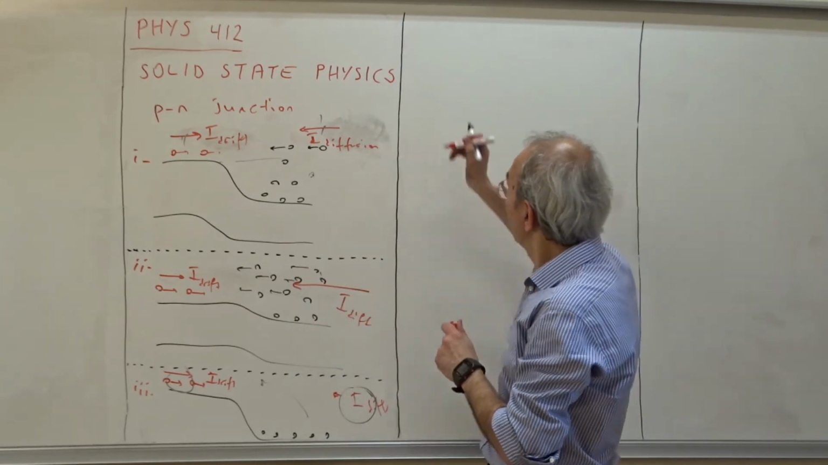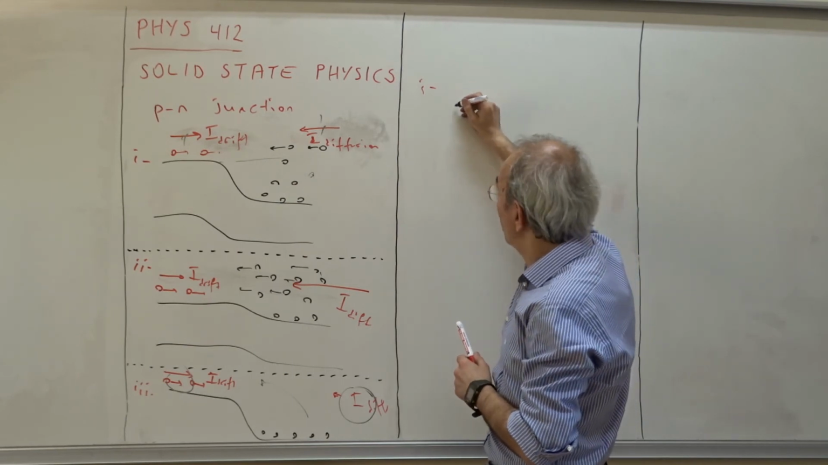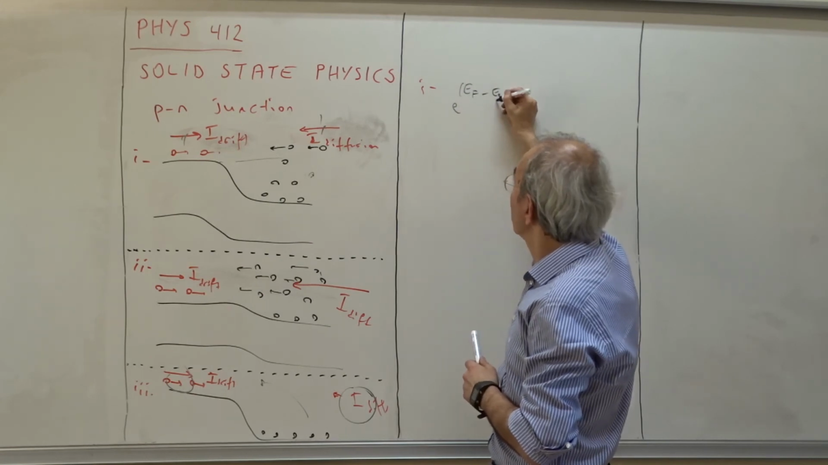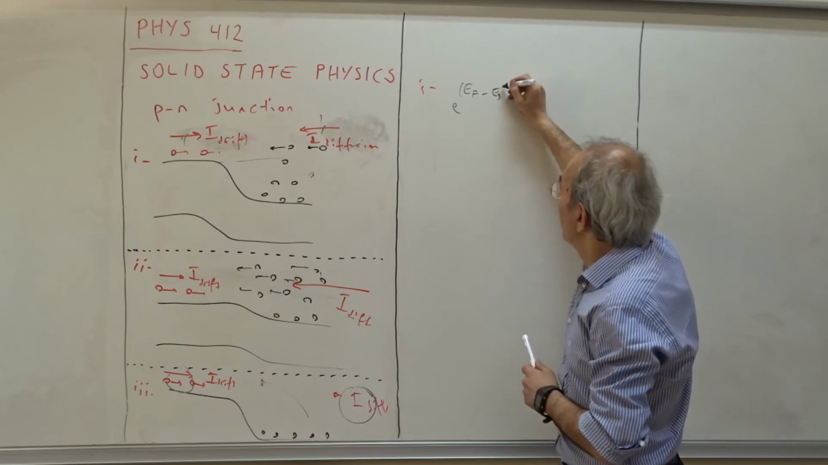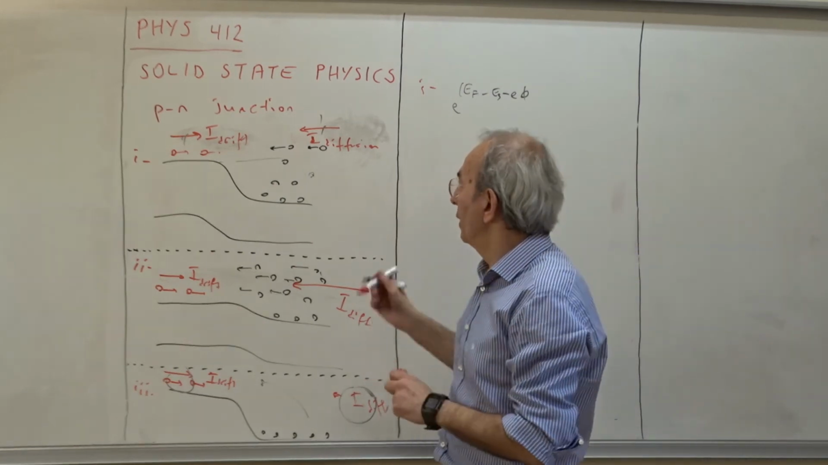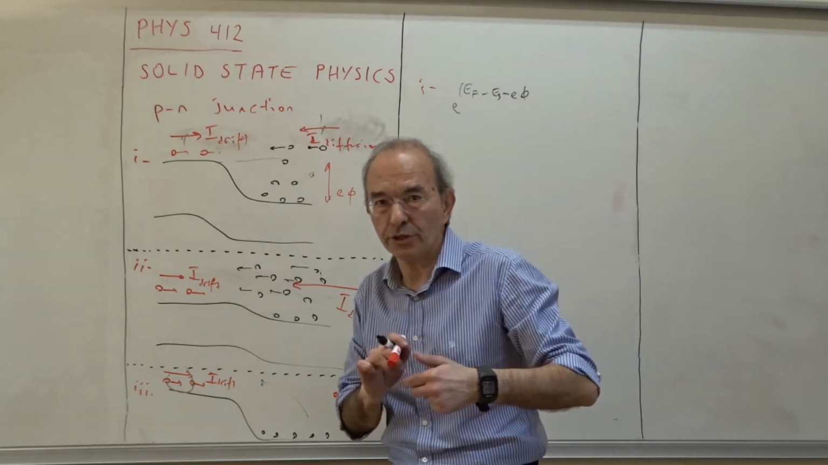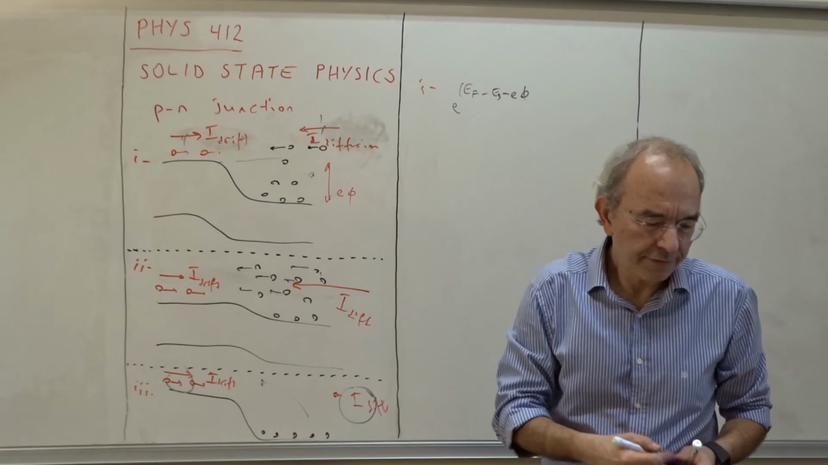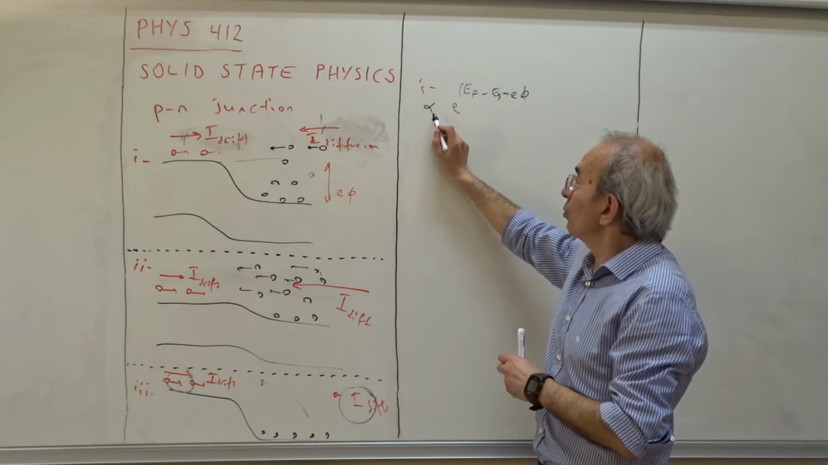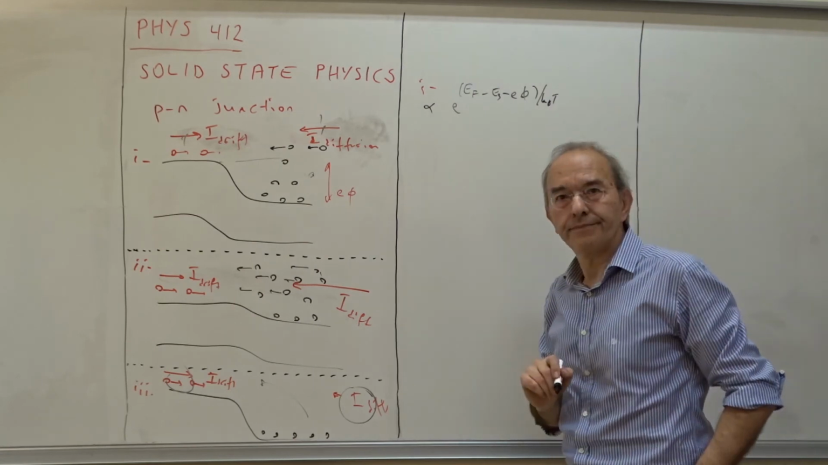Therefore, in case 1, we have some number. Let's say this part is e to the EF minus EG minus E phi. E phi is this additional part because of the contact potential. So in case 1, we have something proportional to e to the EF minus EG minus E phi over kBT.